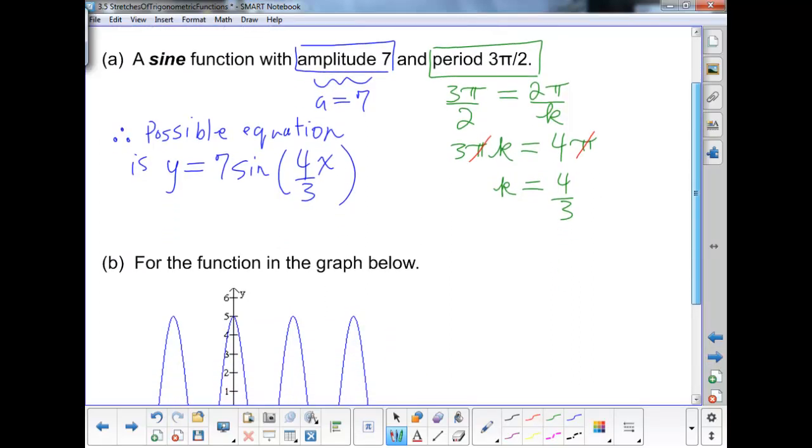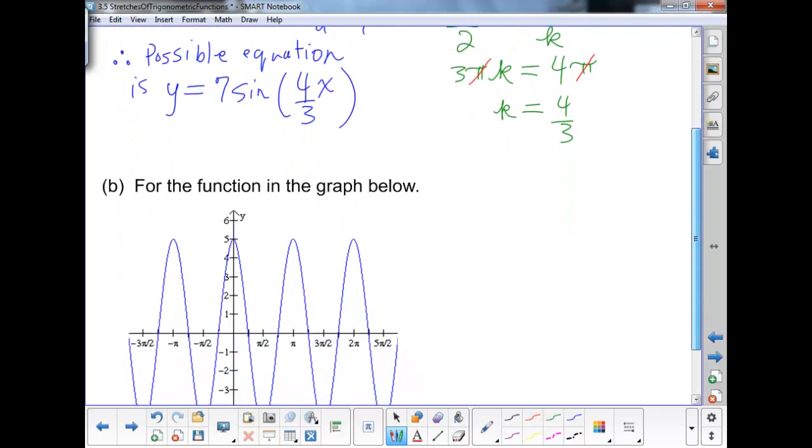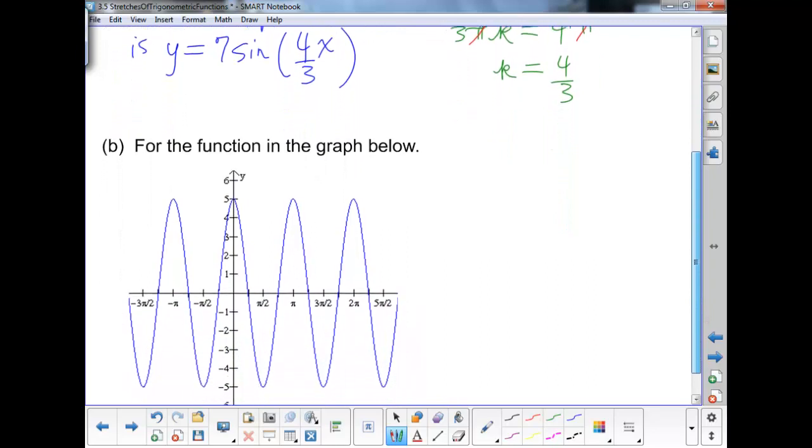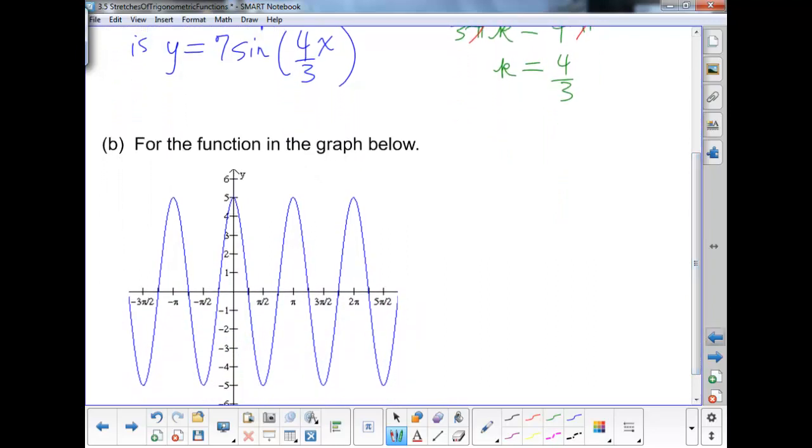For part B, little different. The way we're going to actually have to figure out the equation in this case is to actually interpret a graph that's given to us. And ultimately I need to figure out what its amplitude is, what its period is, and in other cases, I might be looking, okay, does my function have a phase shift, and does it have a vertical translation? We're not going to worry about it here.